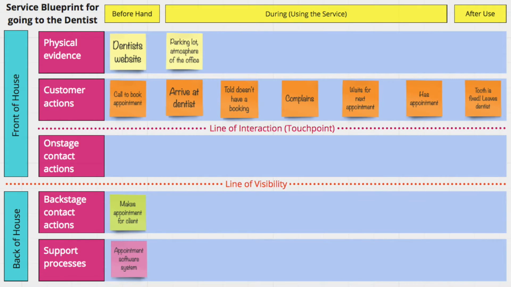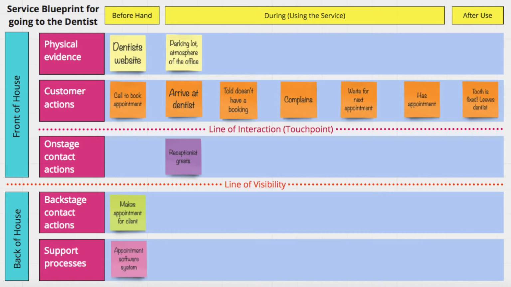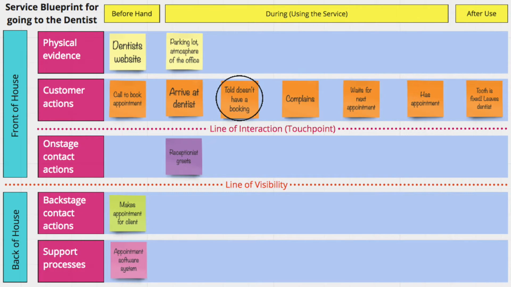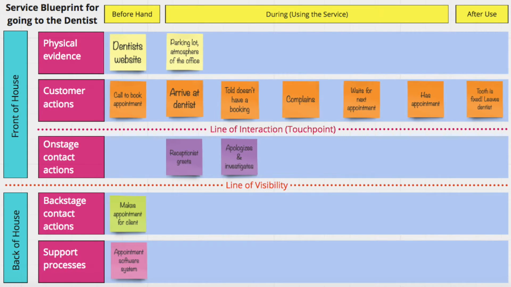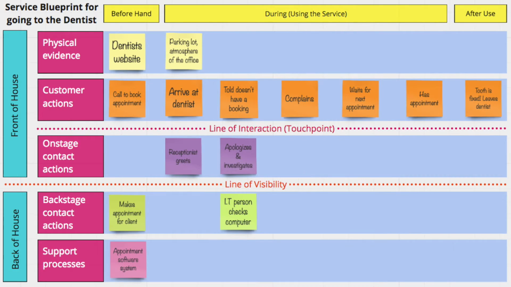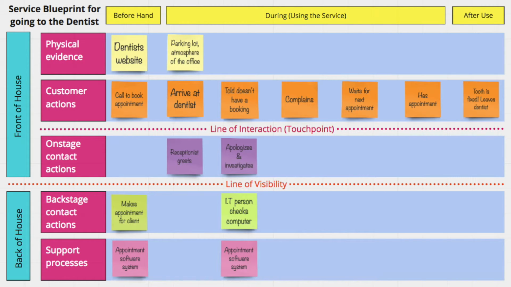For physical evidence, here you see the parking lot and the atmosphere of the office. The guest then has their first onstage contact as the receptionist greets the guest upon arrival. Moving on to the next customer action, where the patient is told they do not have an appointment. In this action, there is both onstage and offstage contact as the receptionist apologizes and investigates. The offstage contact happens once IT is contacted and checks the computer. The support process is needed in this action as the appointment software was needed.